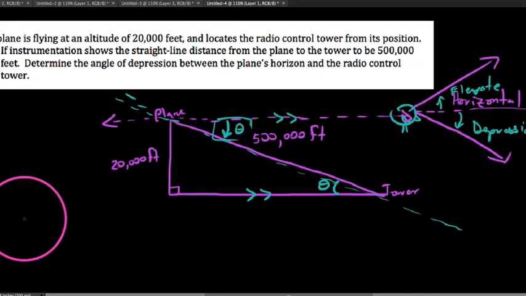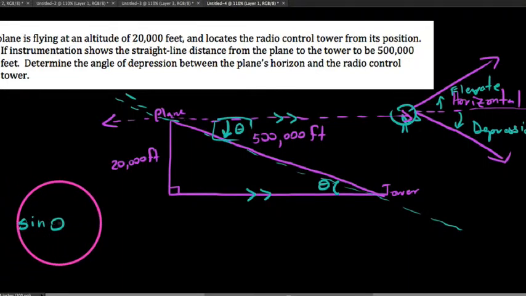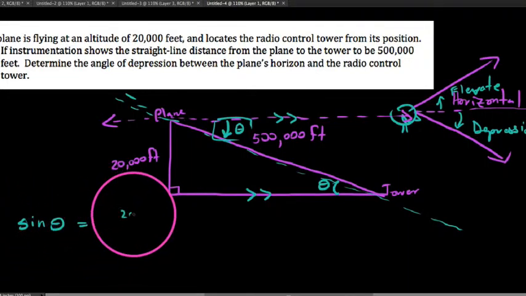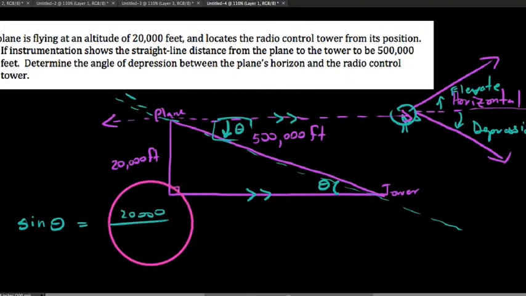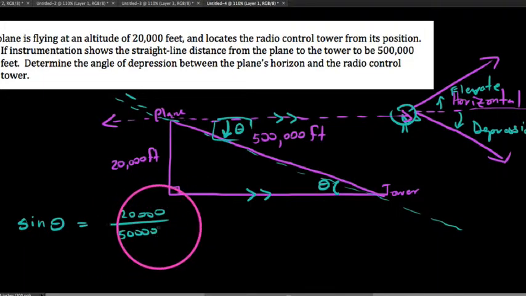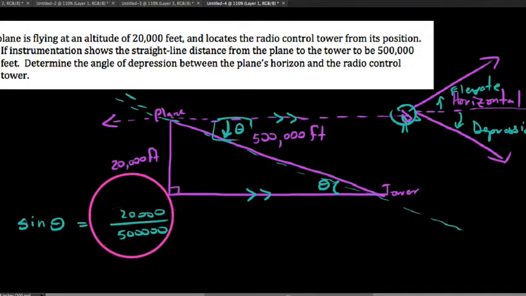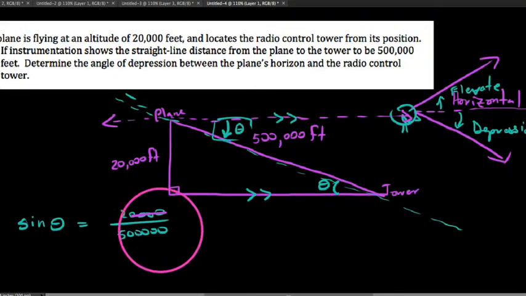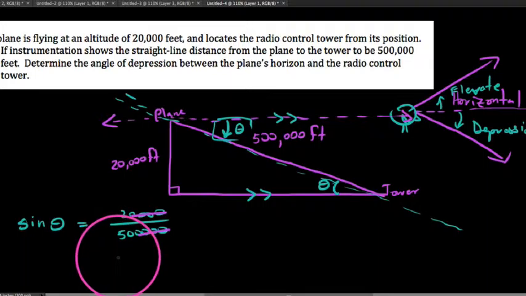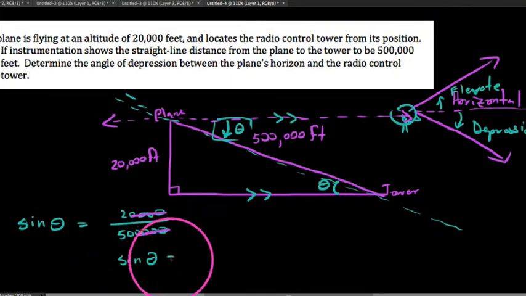And so it is most appropriate to use a sine relationship. We're going to say sine of our angle is essentially our opposite side over the hypotenuse, so 20,000 feet over 500,000 feet. So 2 with 4 zeros, 5 with 5 zeros. First thing I'm going to do is cut out a factor of 10,000, divide them both by 10,000. And so we get sine is really a value of 2/50ths.